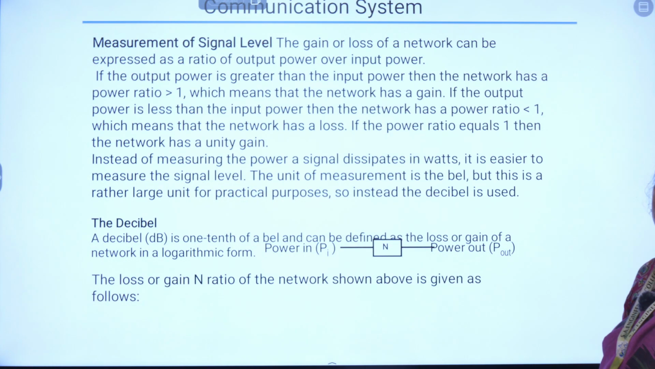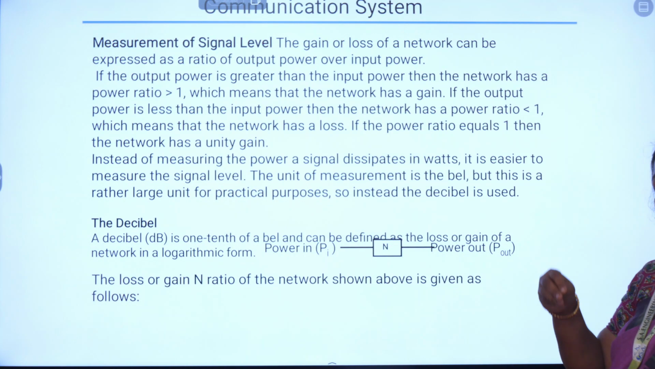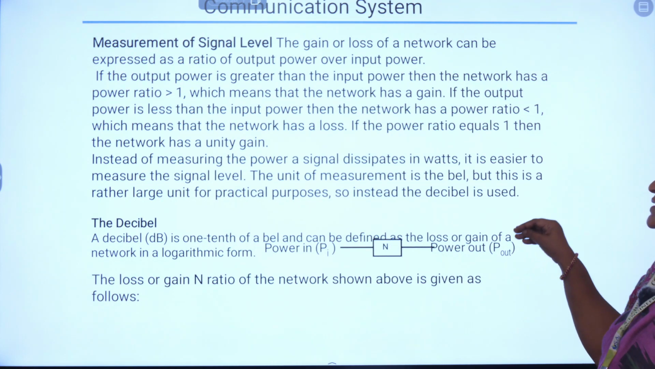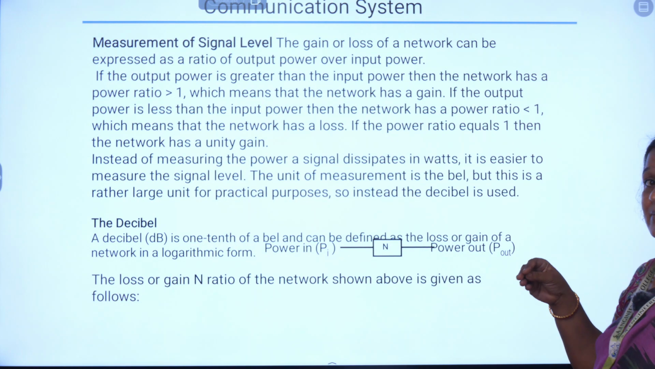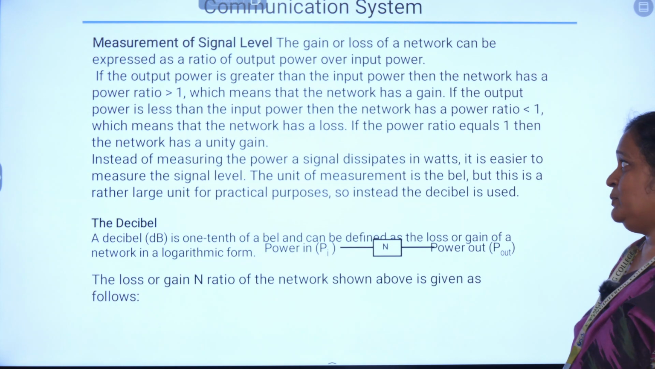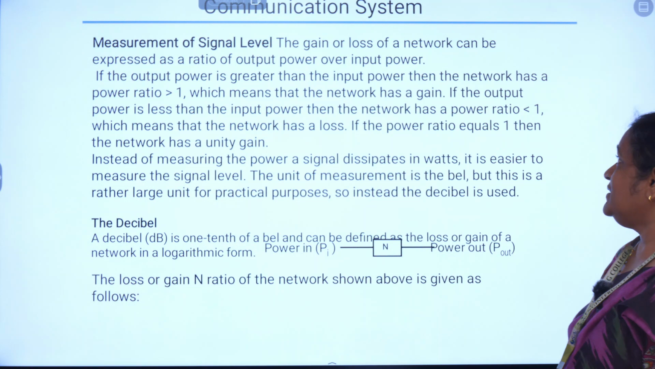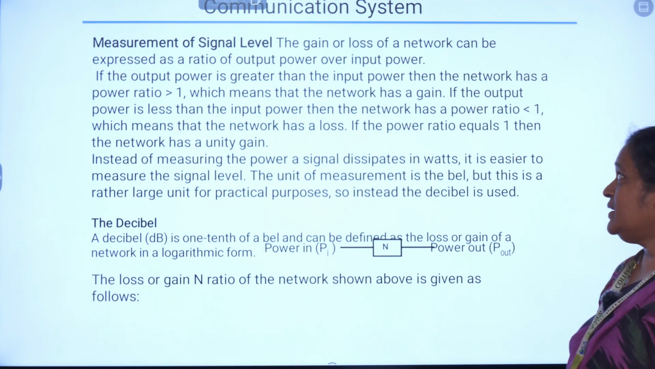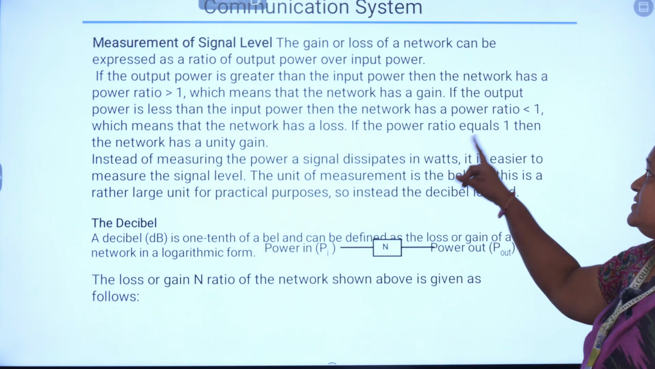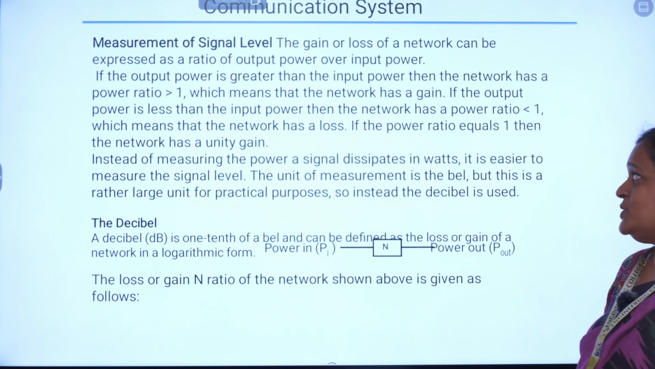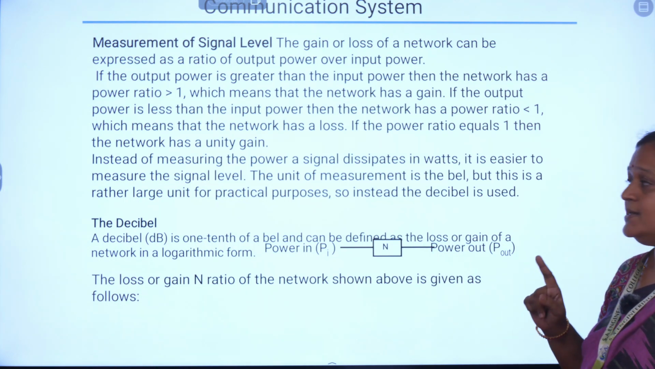So how do we measure the signal? We need to measure the signal level. The signal level is measured by the gain or loss of a network, which is expressed as a ratio of output power over input power. If the output power is greater than the input power, then the power ratio is greater than 1, which means the network has a gain.